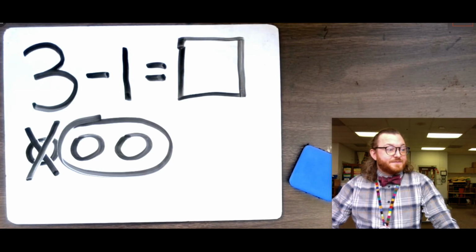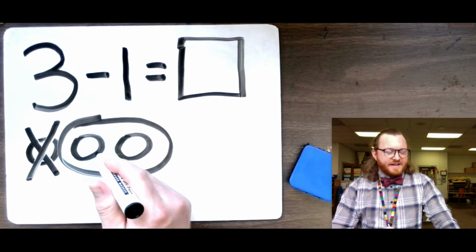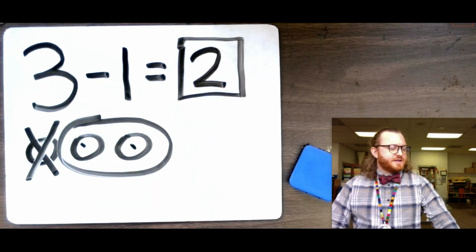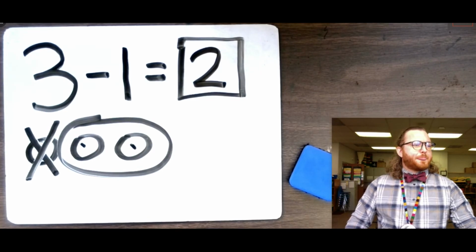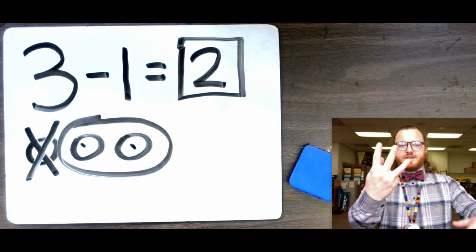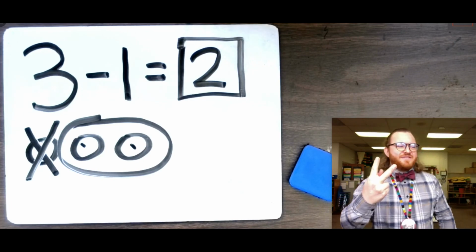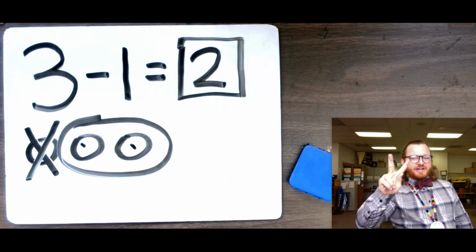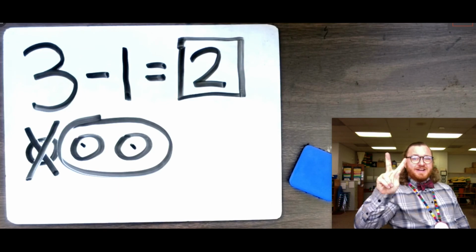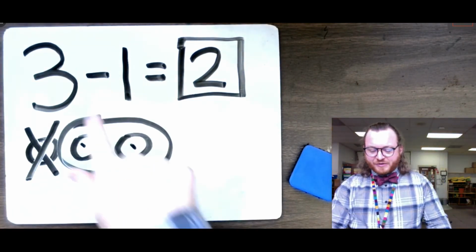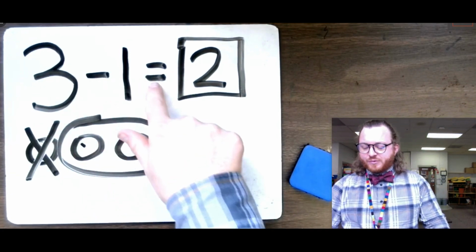You said 2? Yeah, you count what's left over. 1, 2. Thank you so much. You know what? I think that since you said 3 take away 1 is 2, why don't we give everybody a high 2 in 3, 2, 1, high 2. Nice work. Yeah, so 3 minus 1 equals 2.